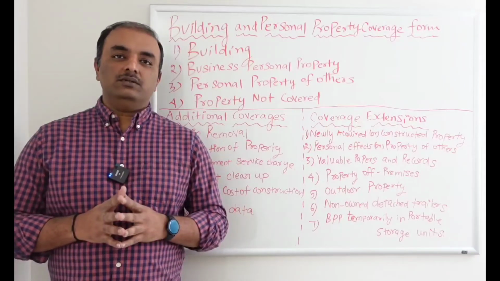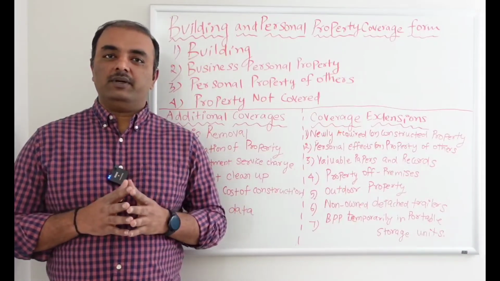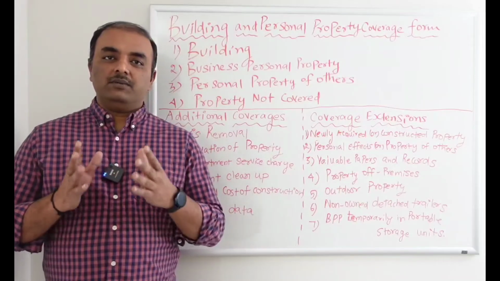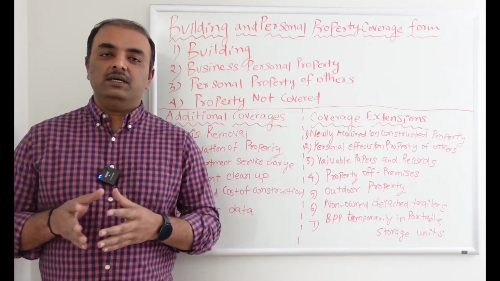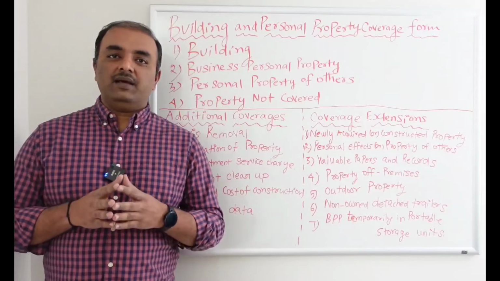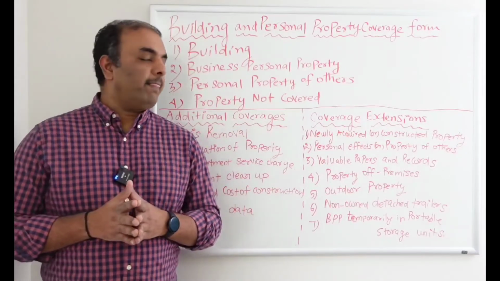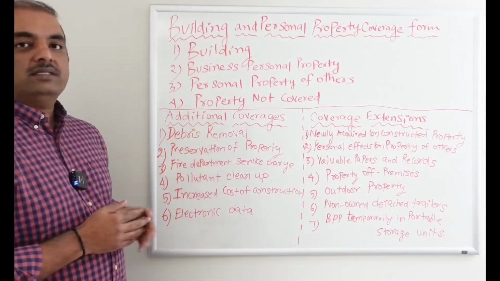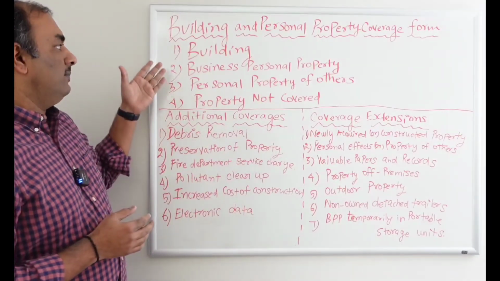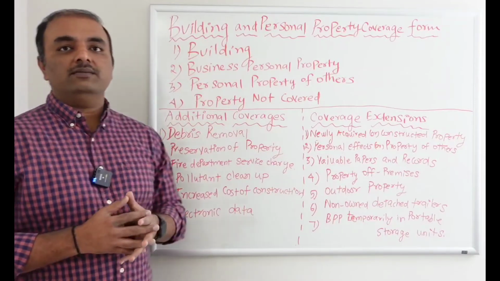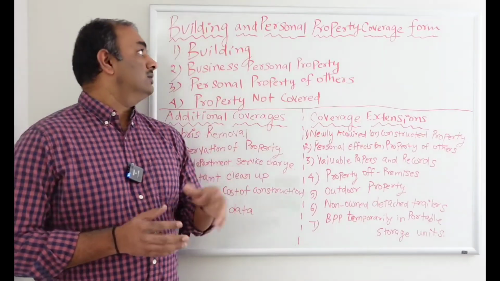As I told you, there are multiple forms under commercial property. We could have building and personal property or business income, but 80% of the time we use this form, so we'll cover this form in detail. To start with, these are the three primary coverages we give when it comes to BPP. The first one is building.